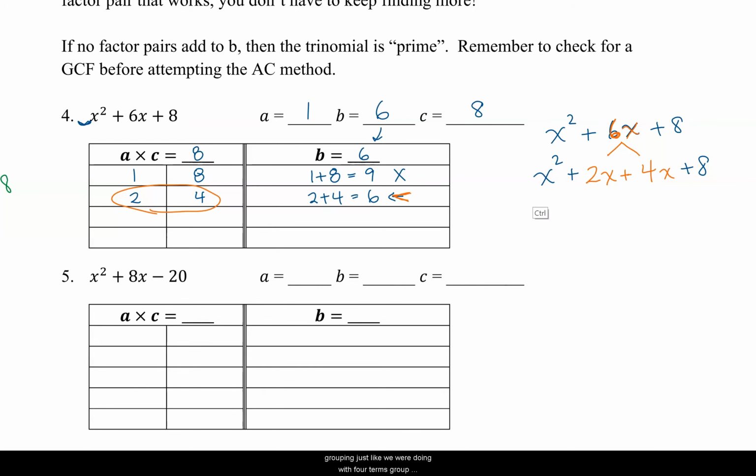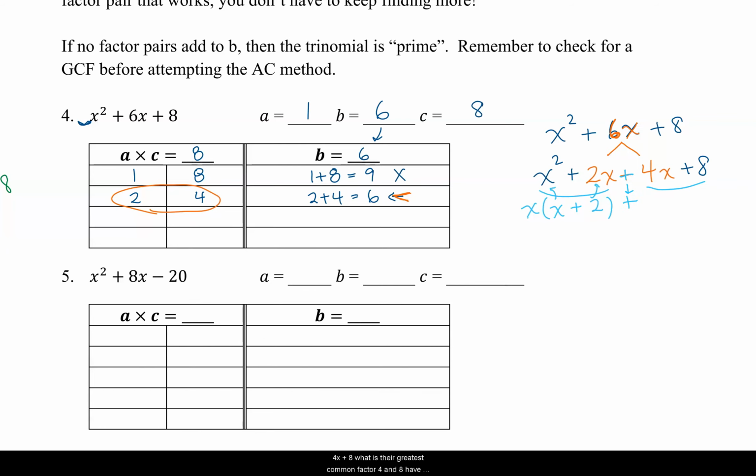Now we factor by grouping. Just like we were doing with 4 terms, group the first 2 and group the last 2. Find out what is in common in the first pair. Well, x squared plus 2x, they have an x in common. And then x times x gives me x squared. X times 2 gives me 2x. Bring the plus sign down.